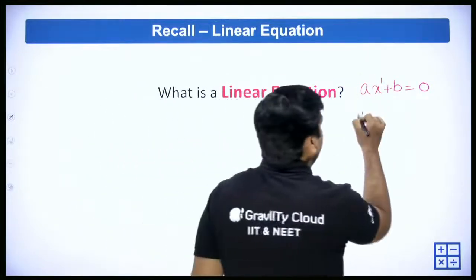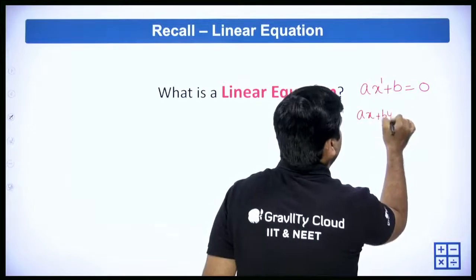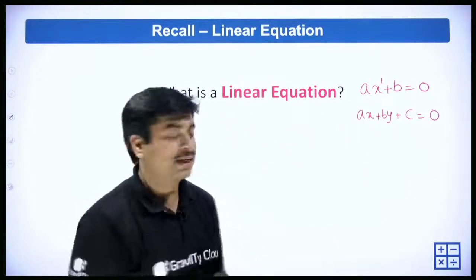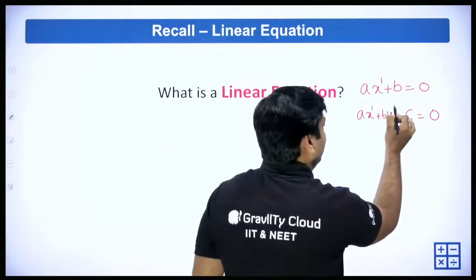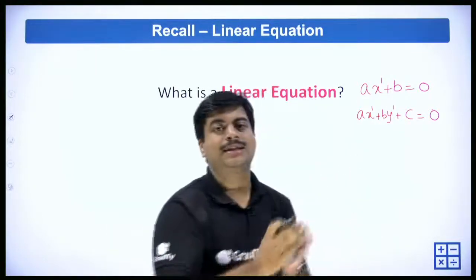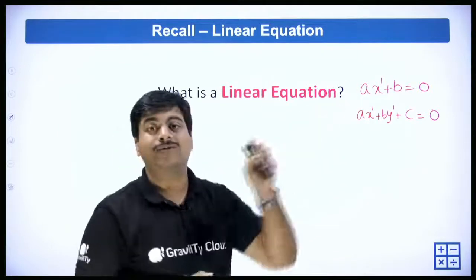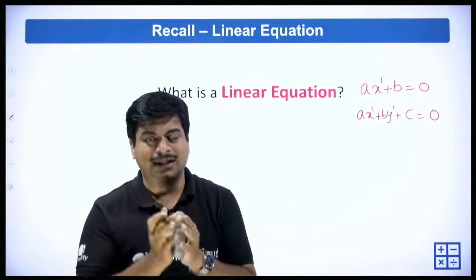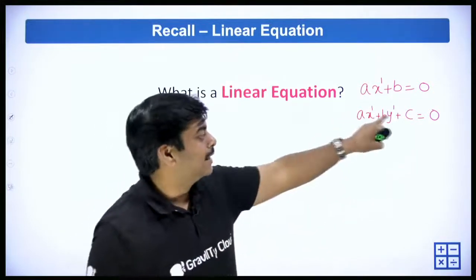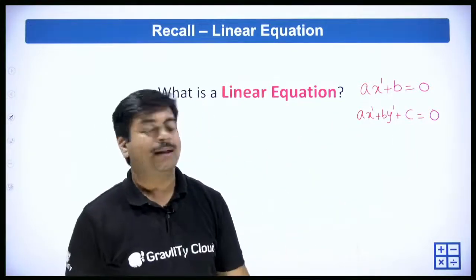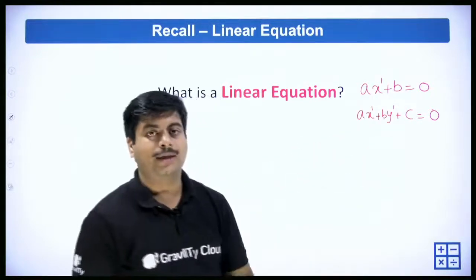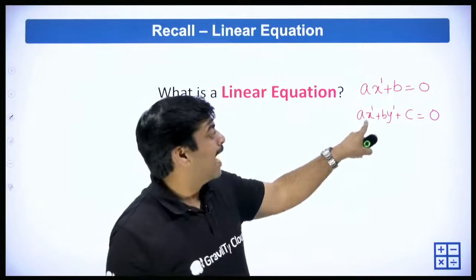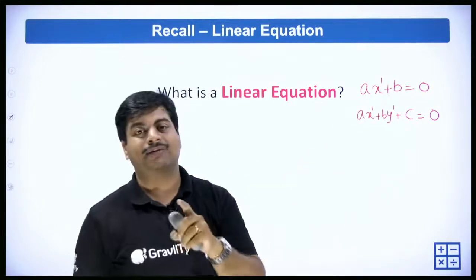If I have ax plus by plus c equal to 0, is this a linear equation? Yes. Why? X power 1, y power 1, both the variables are having the power 1, which we actually say degree. We already discussed in the previous class what is the degree. So degree of this equation is 1. The power of x, power of y is 1. But here how many variables are there? Only one variable. But here we have two variables. Still it is a linear equation.